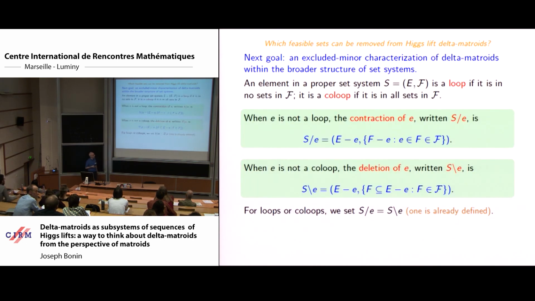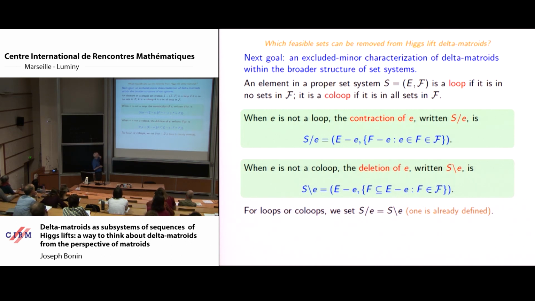First, you have to be a little careful for loops and co-loops. So loops are elements that are not in any feasible sets. Co-loops are elements that are in every feasible set. Okay? So now, consistent with what Goran said for deletions and contractions and delta-matroids, we take the same definition.